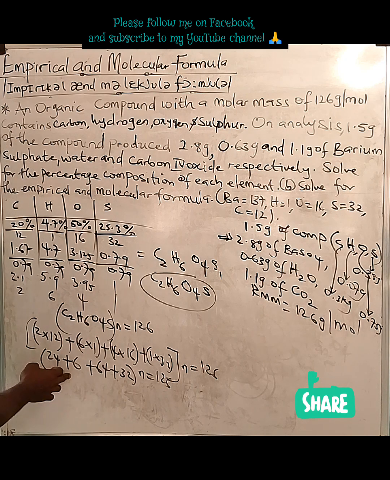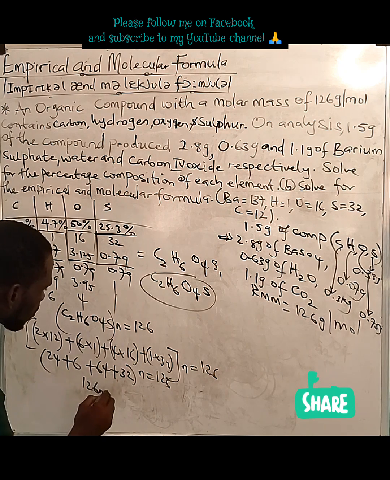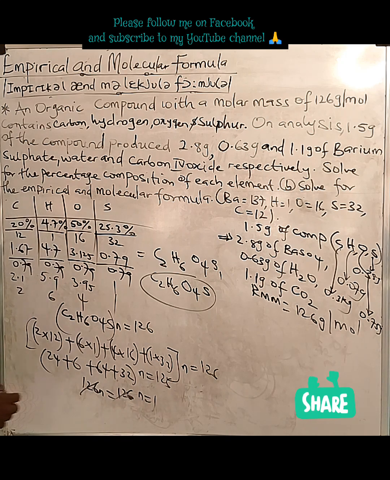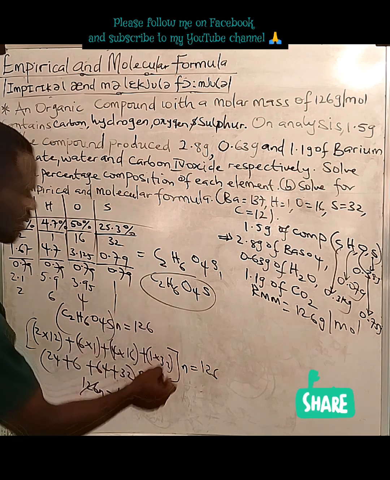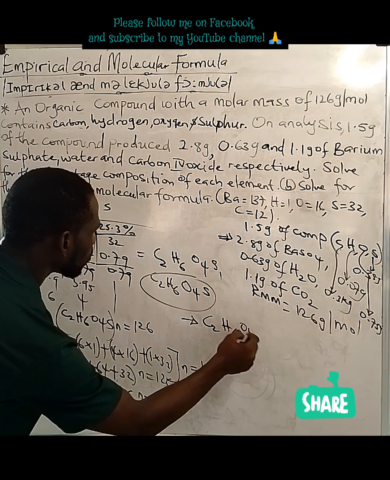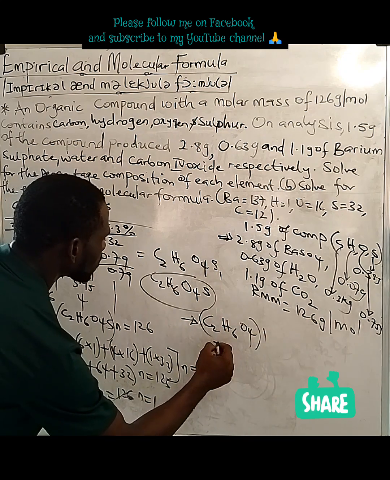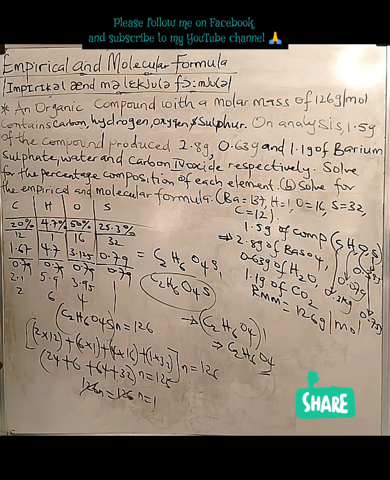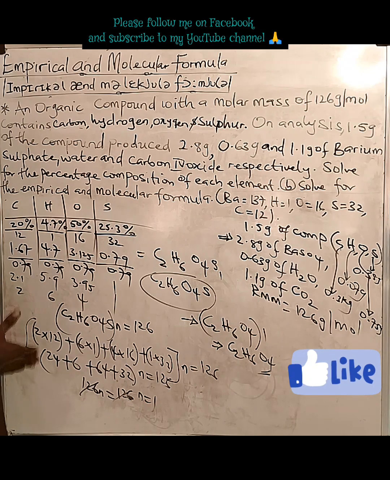So what do we have? 24 plus 6 is 30. 30 plus 64 is 94. 94 plus 32 is 126, and equals 126. The variable n is 1. The number of atoms is 1. So we just add it to the front, just connect it. C2H6O4S times 1 is C2H6O4S. So we have the same molecular formula as the empirical formula.